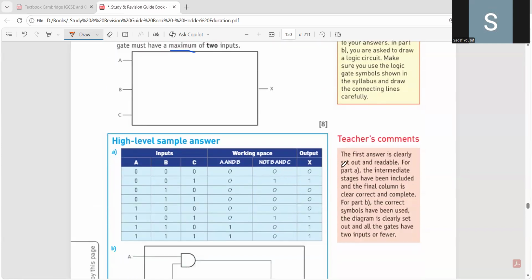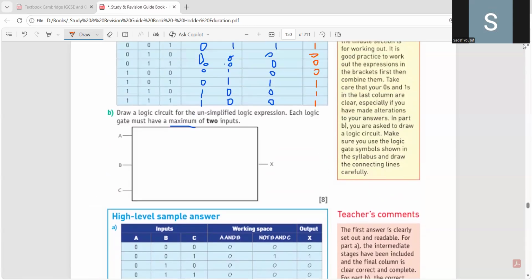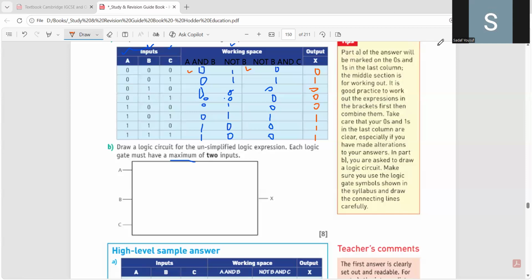And you can see here, the teacher's comments. My main concern is to make you understand the teacher's comments. Part A of the answer will be marked on the zeros and ones in the last column. The middle section is for working out. It is a good practice to work out the expressions in the brackets first, then combine them. Take care that your zeros and ones in the last column are clear, especially if you have made alterations to your answers. In part B, you are asked to draw a logic circuit. Make sure you use the logic gate symbols shown in the syllabus and draw the connecting lines carefully.